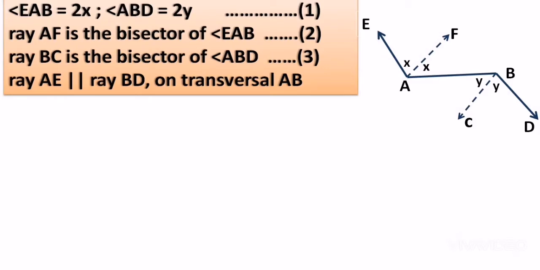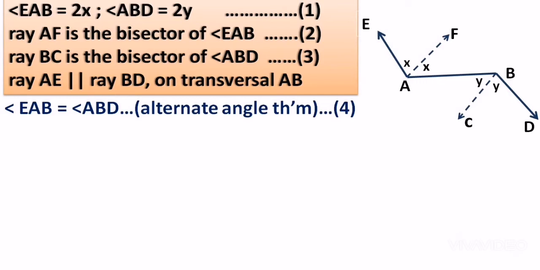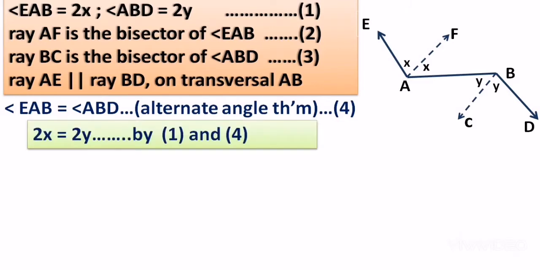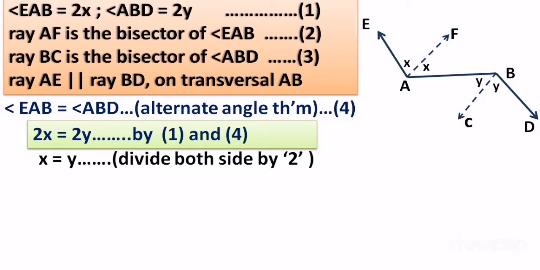Ray AE is parallel to ray BD, that is given to me, right? And that makes AB the transversal for the angles. If you observe the diagram closely, we will come to know that angle EAB, that is 2X, is nothing but the alternate angle with angle ABD, that is 2Y. So both the values will be equal. The way you are looking at the screen, 2X will be equal to 2Y, and when you divide both terms by 2, you get X equal to Y, and that was our motto.